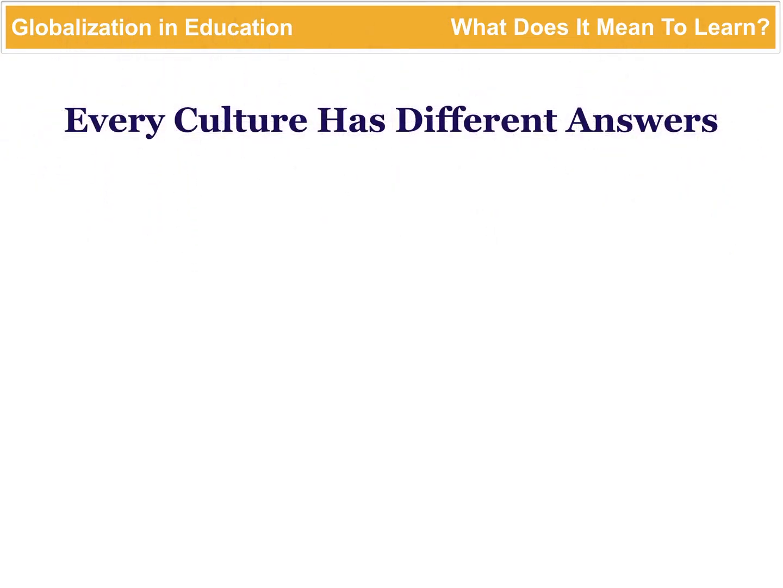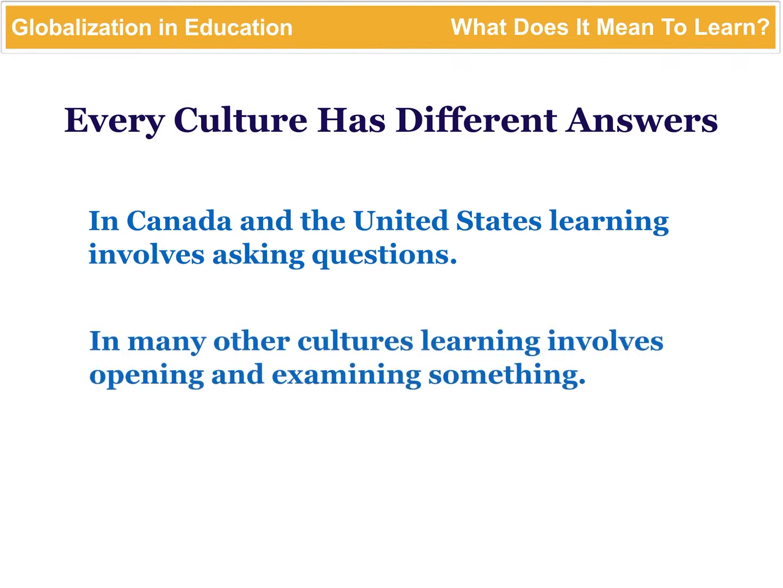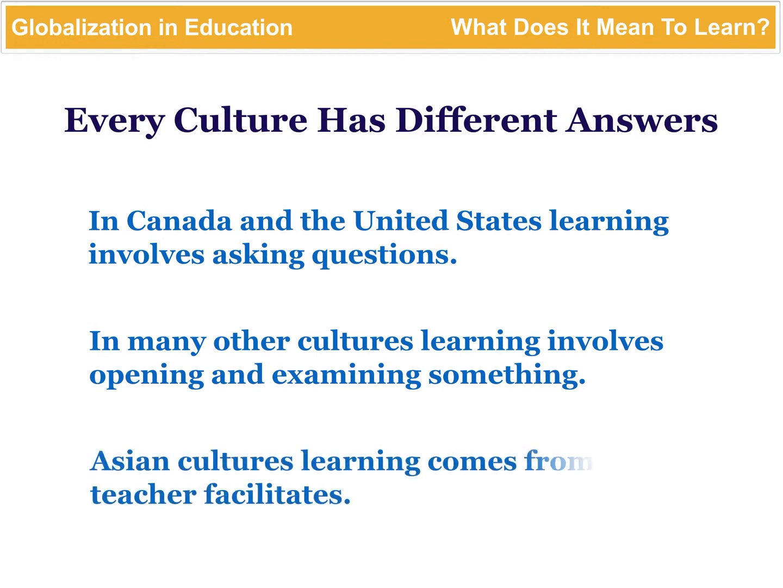What does it mean to learn? Every culture has different answers. In Canada and the United States, learning involves asking questions, which we got from the Greeks, right? From Socrates, the Socratic method. In many other cultures, learning involves opening and examining something, kind of getting your hands around it, feeling it, touching it, opening the concept, spending time with it, and meditating. In Asian cultures, learning comes from what the teacher facilitates. So the teacher's the expert, the master, the knowledge expert, and so kind of the center of learning.